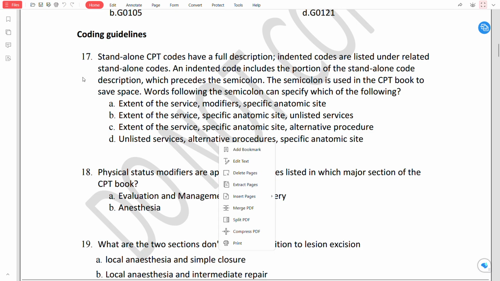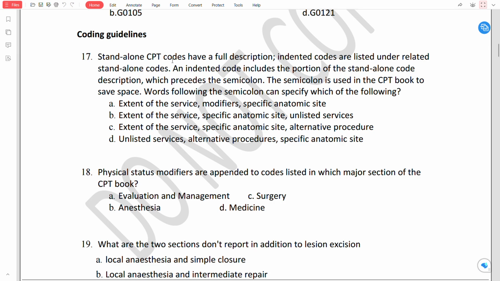Next is the coding guidelines. 17th. Standalone CPT codes have a full description. So here is the description. Indented codes are listed under related standalone codes, and indented codes include the portion of the standalone code's description which precedes the semicolon. The semicolon is used in the CPT book for word processing. So this is the question.